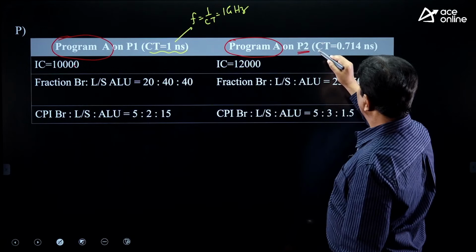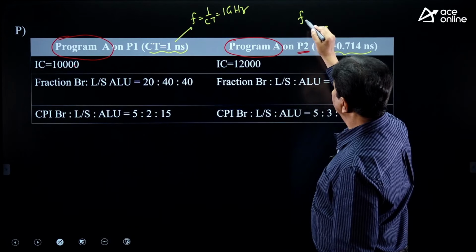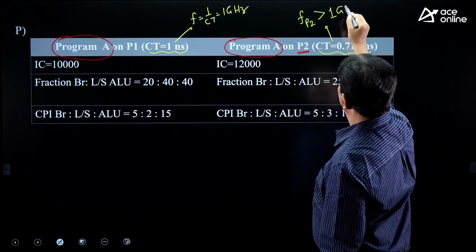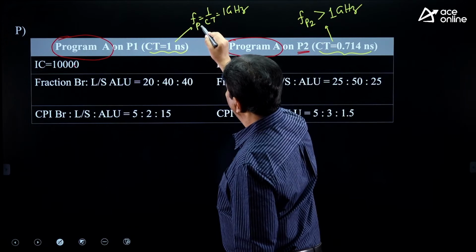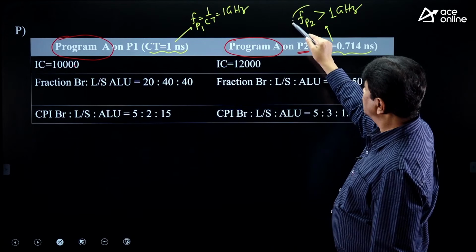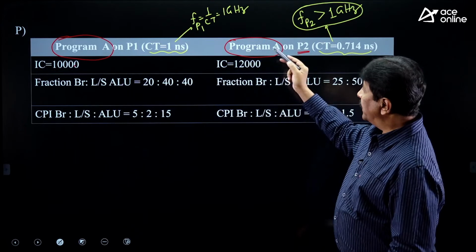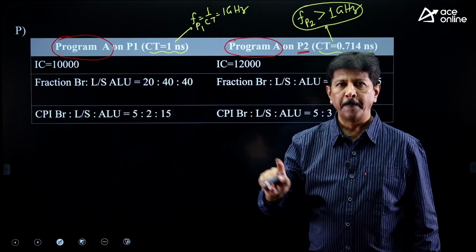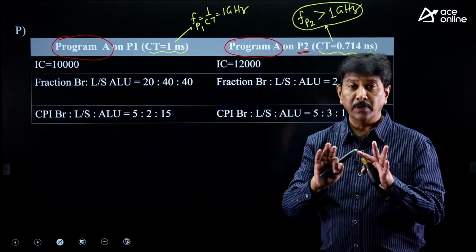Coming to here, the cycle time is 0.714. That means the frequency of processor 2 is greater than 1 gigahertz. Fine. So this is the frequency of processor 1 and this is the frequency of processor 2. So can I say that the frequency of processor 2 is higher than the frequency of processor 1, hence it is better to execute program A on processor 2? Can I say it like that? No. So the frequency, instruction count, CPI values, they will not decide.